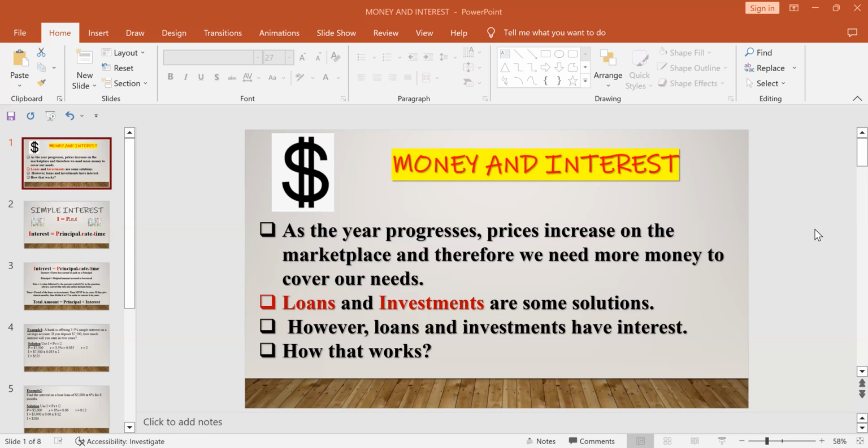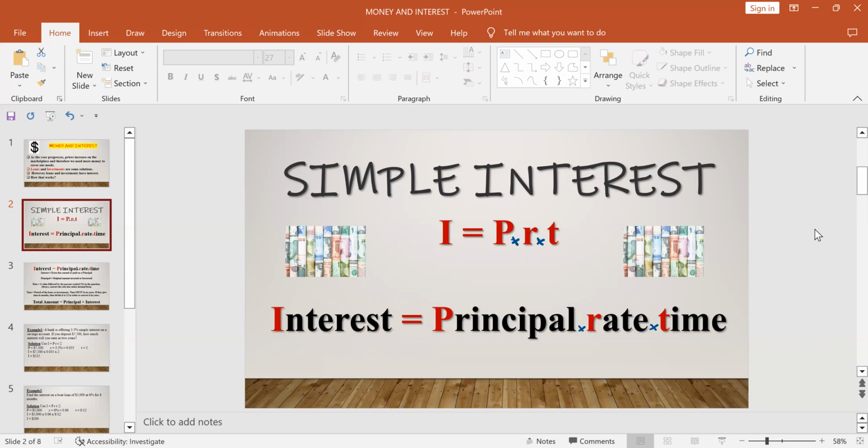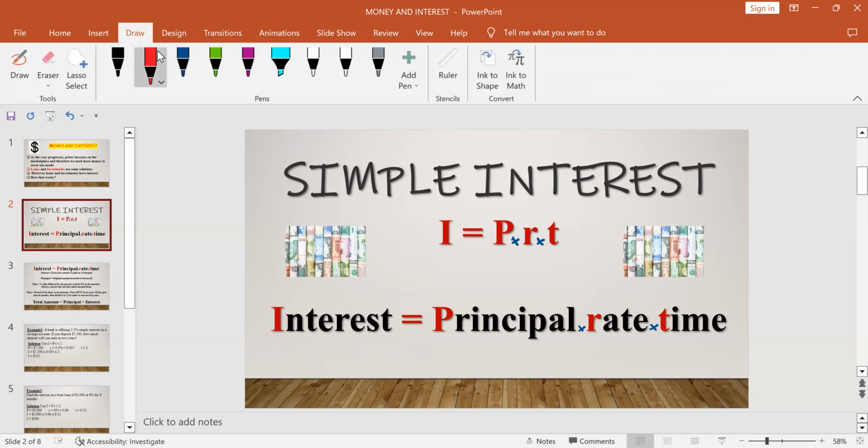How does that work? We'll see that when they say interest, we have different types of interest. But in this video, we'll just work on simple interest. And for simple interest, there is a formula. That formula is I is equal to P times R times T. So what does each variable represent here? I represents interest, P is the principal, R is the rate, and T is the time.